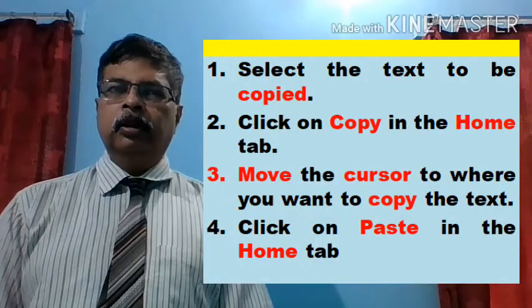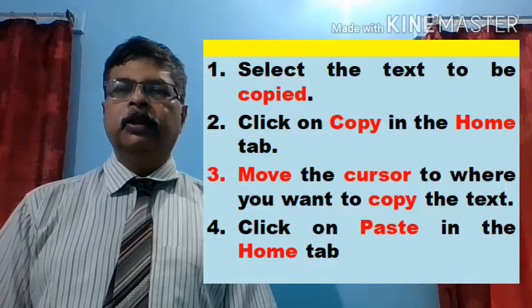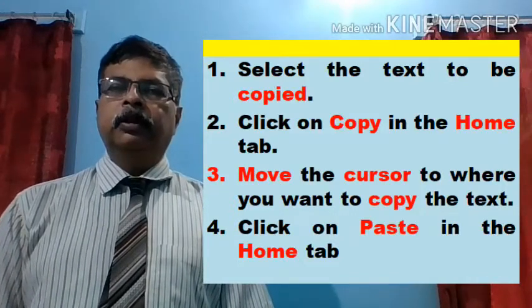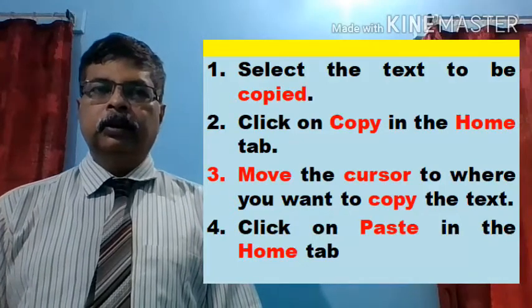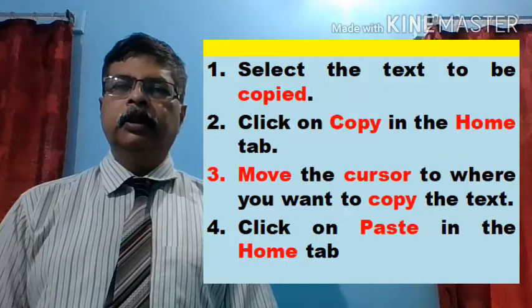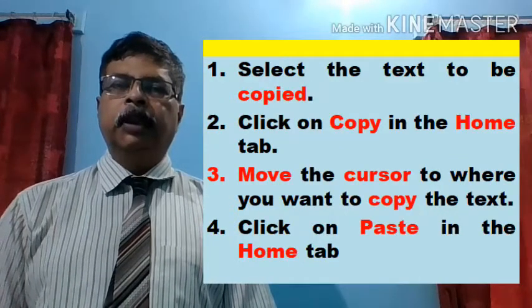So children, just now we learned two ways of copying text. This is the first method. First you select the text. Then you click on copy in the home tab. Then the third step, you bring the pointer to where you want to copy the text. And last step, you click on paste in the home tab.